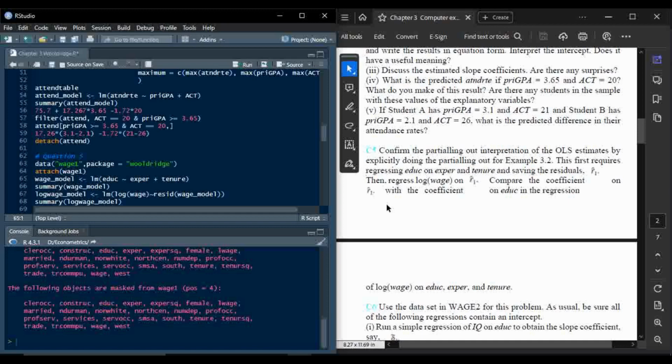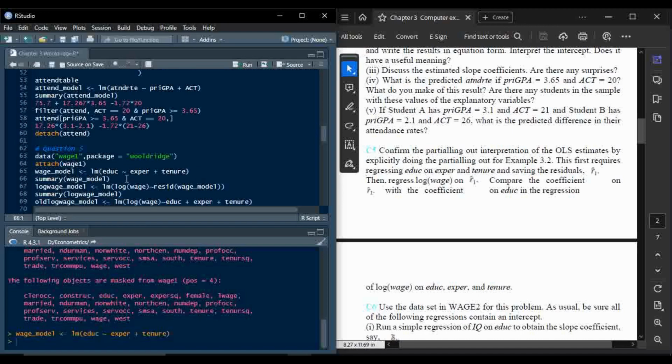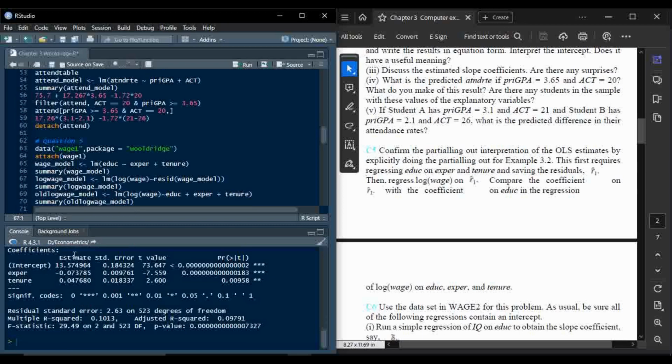So let's first create a model by the name of wage underscore model, and in this model education is being regressed on experience and tenure. So education is being explained by experience and tenure, and summarize this model. In this model we can see that the intercept is 13.57, and the coefficient on experience is minus 0.07, and coefficient on tenure is 0.048.